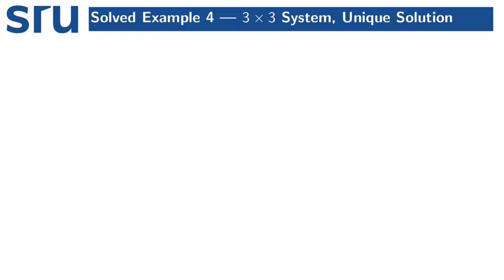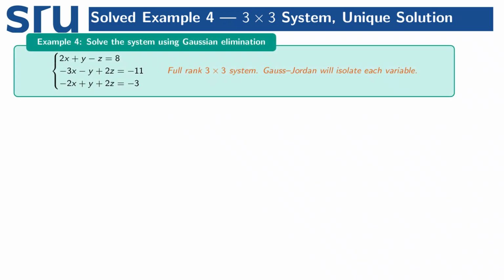Alright, now let us move to a slightly more advanced example. This is a 3 cross 3 system, meaning 3 equations and 3 unknowns. And in this, we expect a unique solution because this is a full rank system.